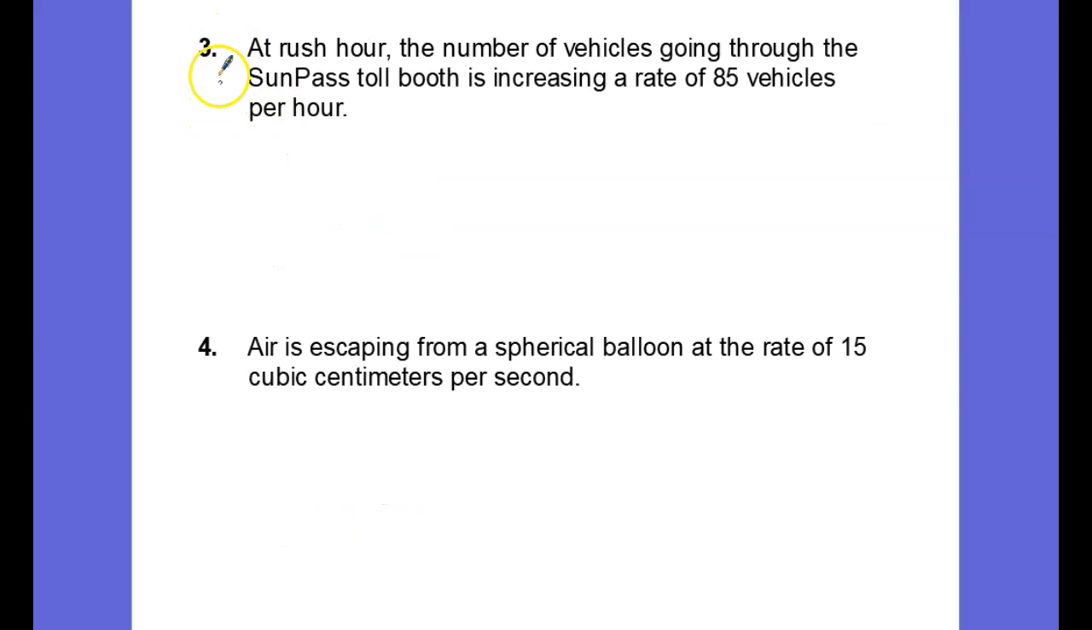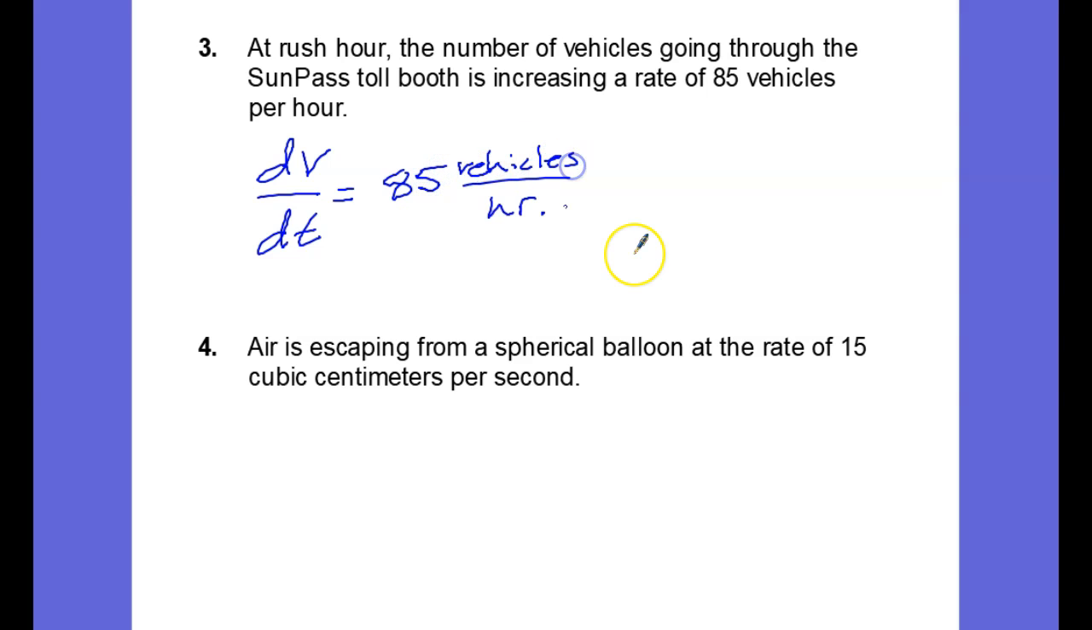In number 3, we're told at rush hour, the number of vehicles going through the SunPass toll booth is increasing at a rate of 85 vehicles per hour. In this case, we're talking about a volume of vehicles and a change in that volume. And so dV/dt is equal to 85 vehicles per hour.